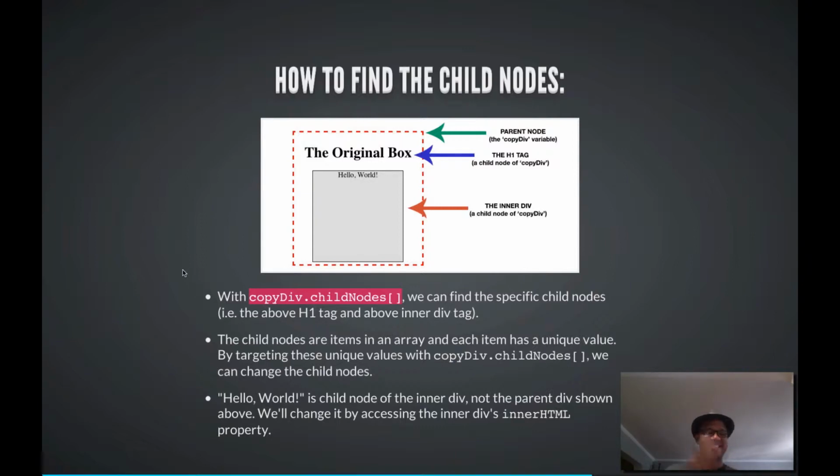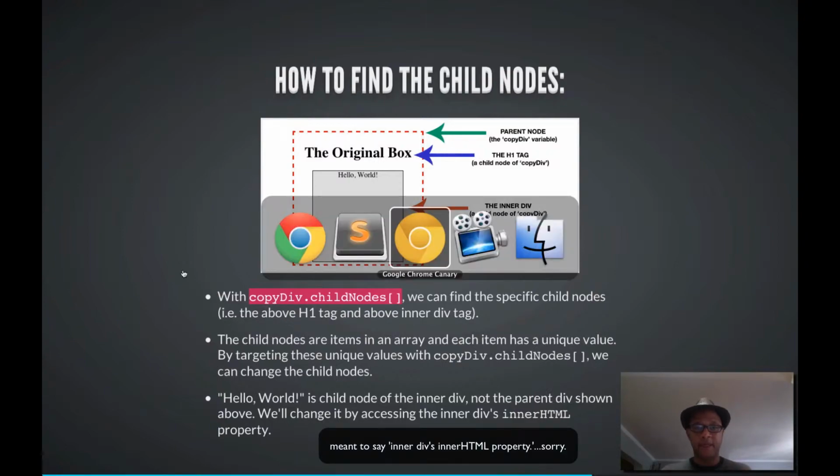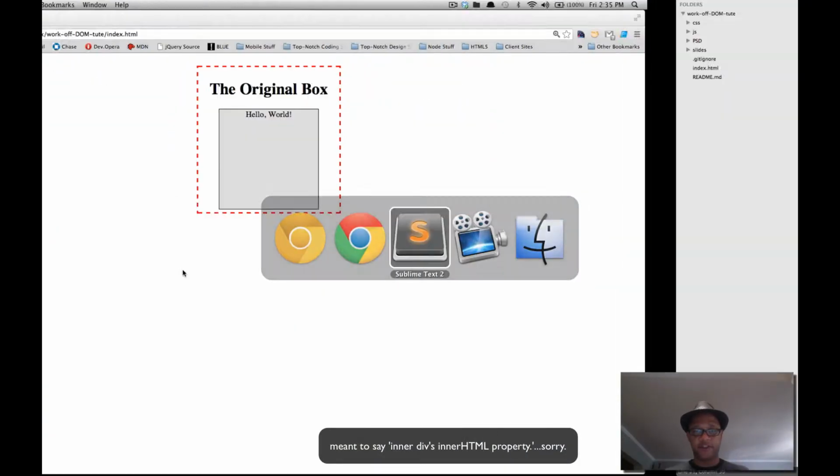Hello World is not a child node of the parent node that we've been discussing. It's actually a child node of the inner div because it's directly inside of that inner div. We are going to change that copy from Hello World to Goodnight Moon. And we're going to do so using inner div's HTML property. Let me give you a visual representation of what these child nodes look like.